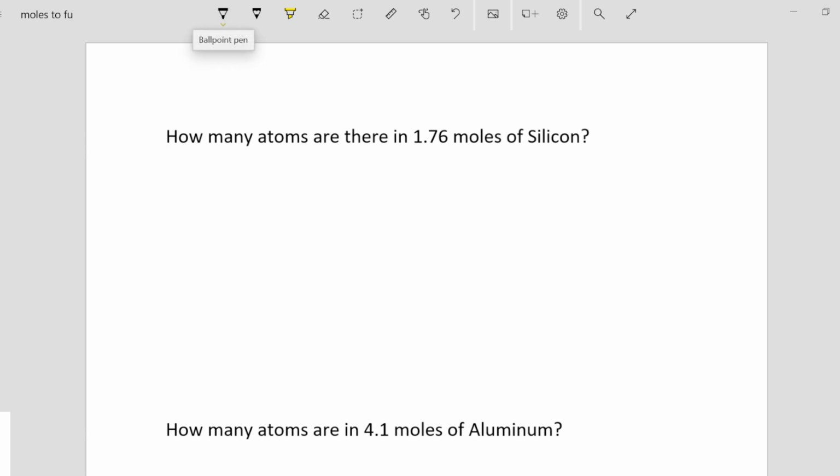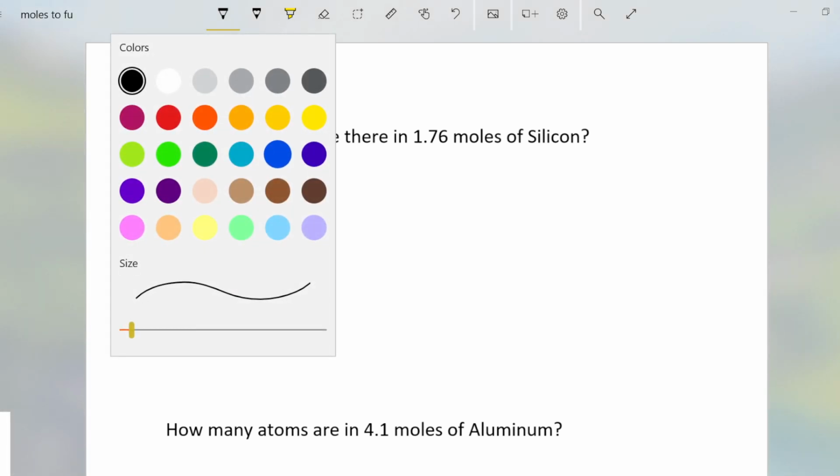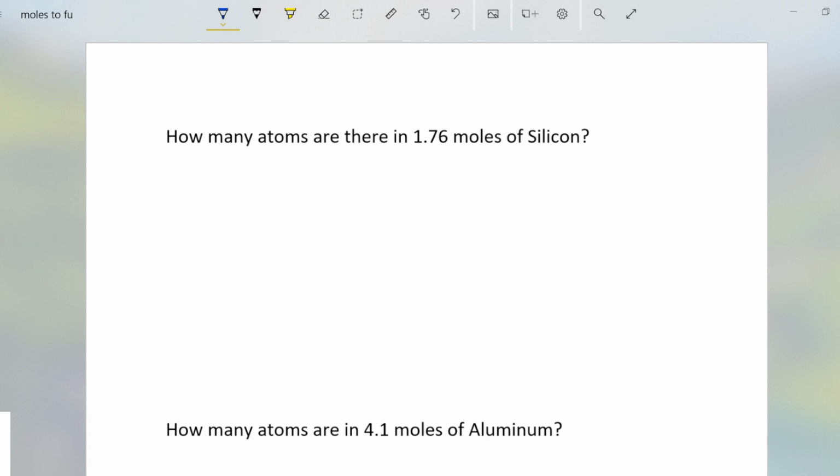Avogadro was a philosopher and mathematician, and he came up with this idea of grouping things into this big number, which we write as N sub A for Avogadro, and it is 6.02 times 10 to the 23rd. And it means that there are 6.02 times 10 to the 23rd of something inside a mole. If I have 6.02 times 10 to the 23rd hydrogen atoms, I will have a mole of hydrogen atoms. If I have that many carbon atoms, I will have a mole of carbon atoms.